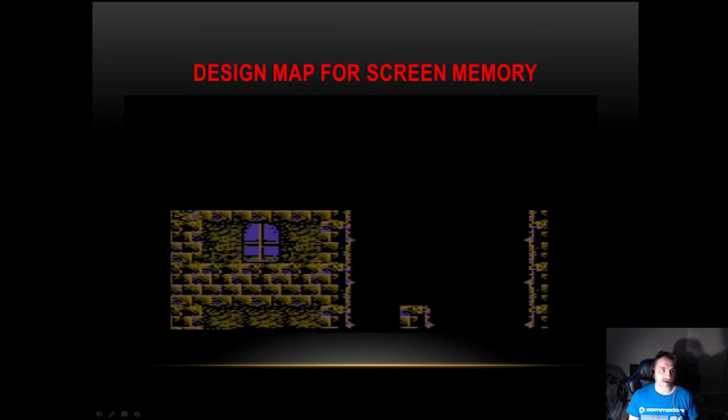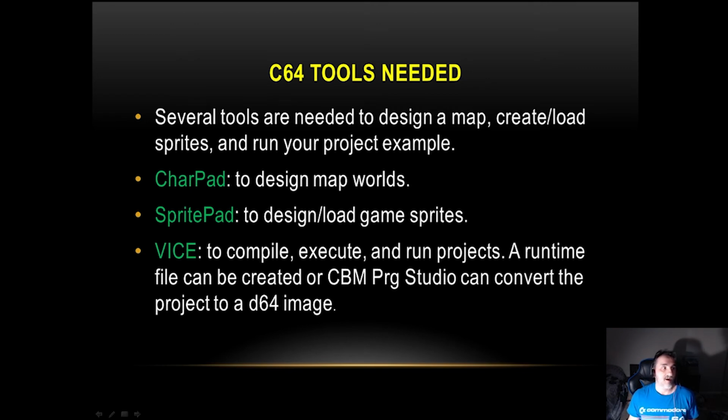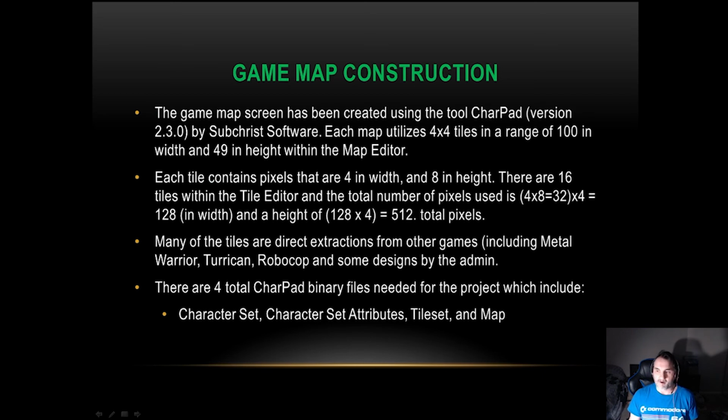And here's an example of the design map for screen memory. This was taken from Project 1. In Project 1, you'll see me, it's just a scrolling map. I show you how to scroll it around horizontally, vertically, left, up, or down. C64 tools needed. Several tools are needed to design a map, create, load sprites, and run your project example: CharPad, SpritePad, and VICE. Now, I mentioned earlier, I'm not going to really lean on SpritePad, but it is available to us. I'm using the character sprite editor in CBM PRG Studio instead. But you can use it if you want.